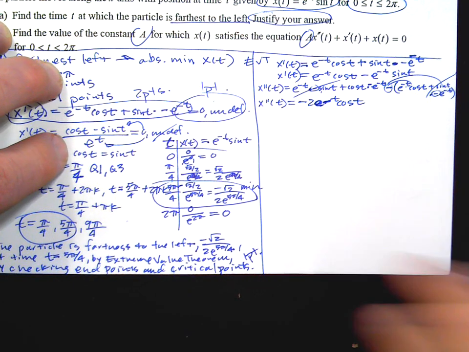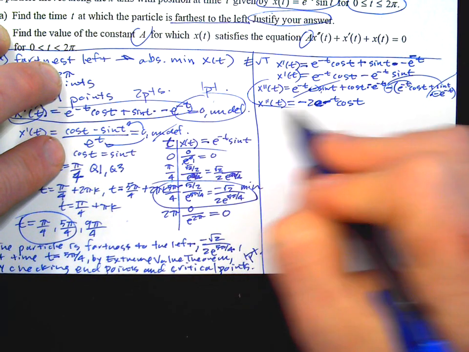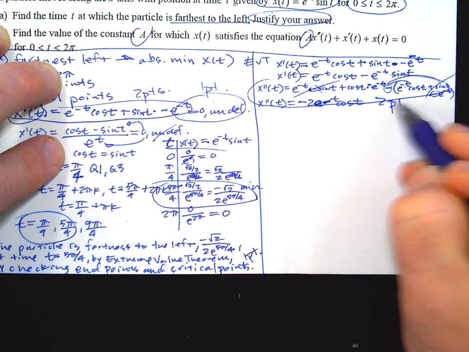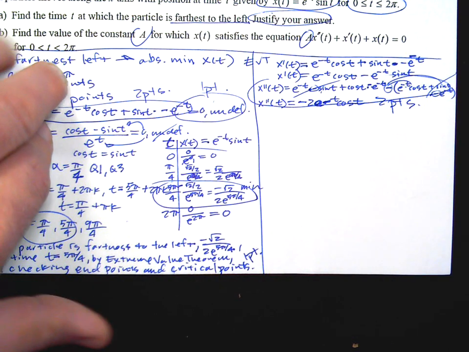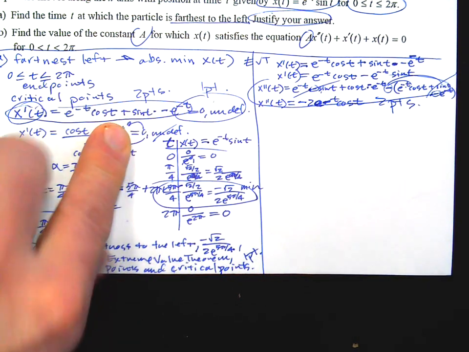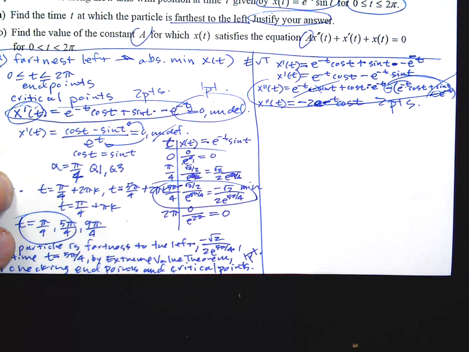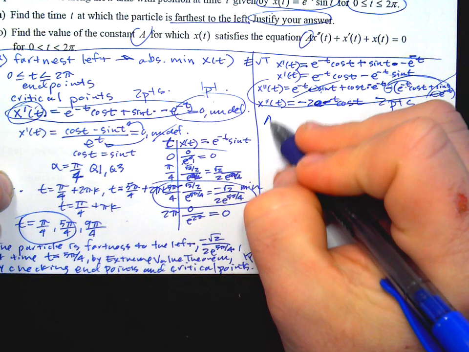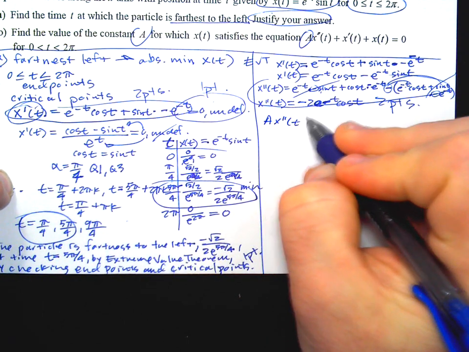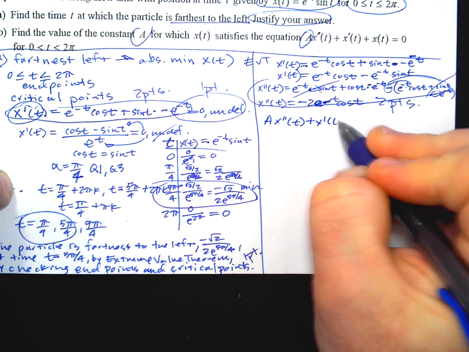Now, by the way, point-wise, this work right here was worth 2 points. The first one wasn't worth any points because you already got 2 points for it on part A. So I'm not going to give you points for doing the same thing again. So now I'm going to plug them into this equation and see what happens.